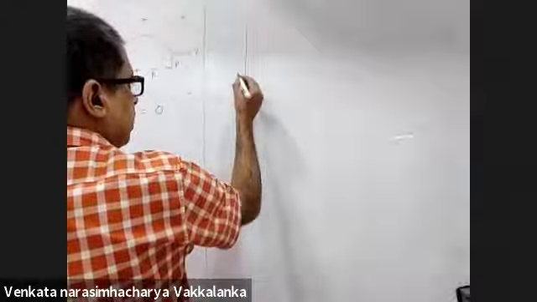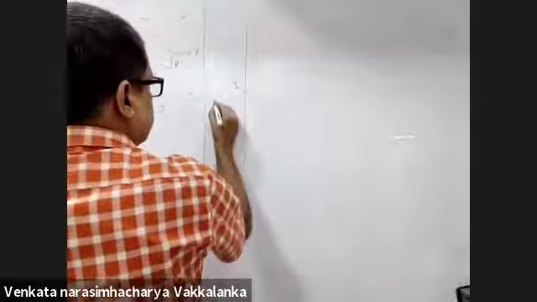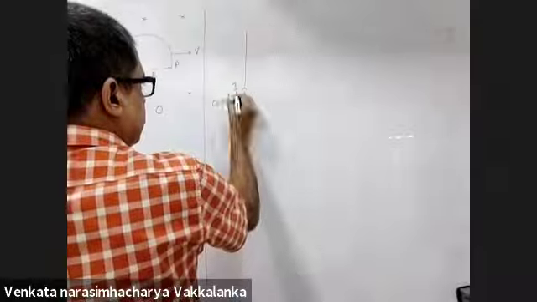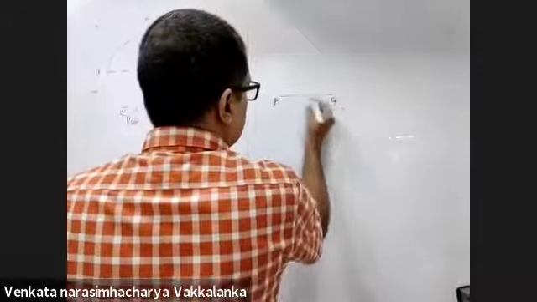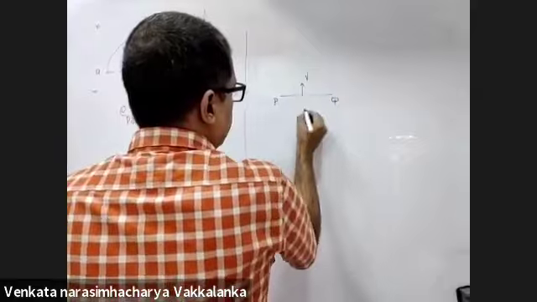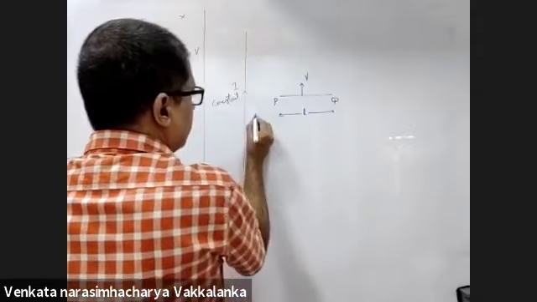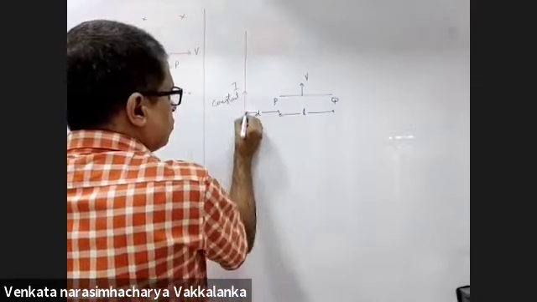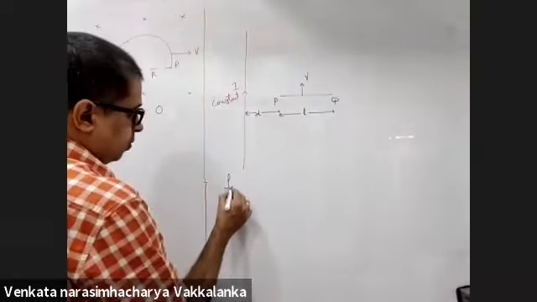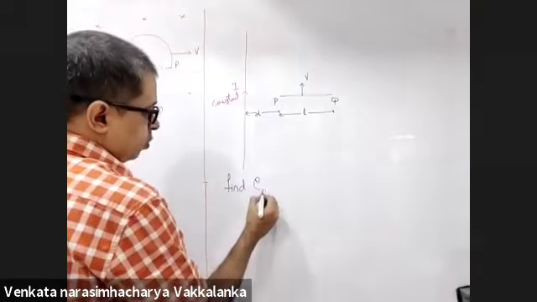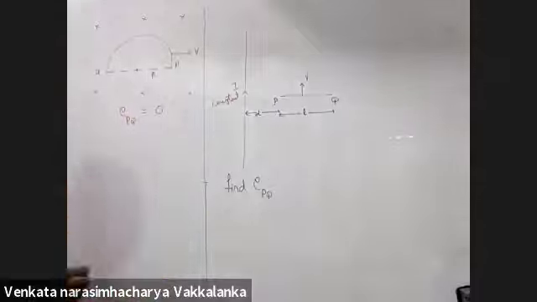This is a current carrying wire and the current is constant. You have a thin wire PQ moving with a velocity of V. L is the length of the wire and D is the distance between them. Find the motional EMF across PQ.